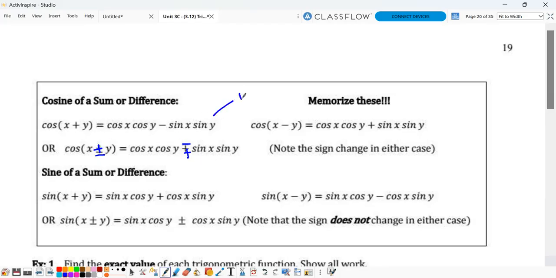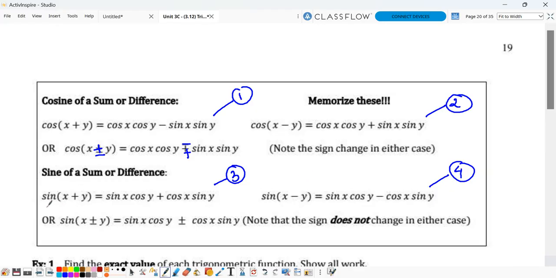So I wouldn't recommend doing this. I would say this is formula number 1, formula number 2. Now let's talk about sine. This is number 3 and number 4. You gotta remember all 4 of them, and we will use them in a memorization quiz as well.